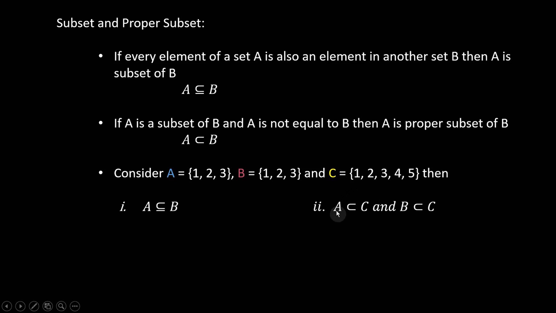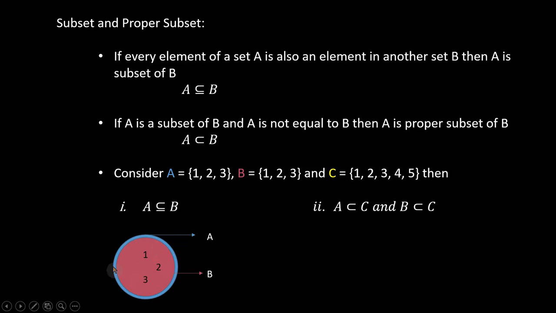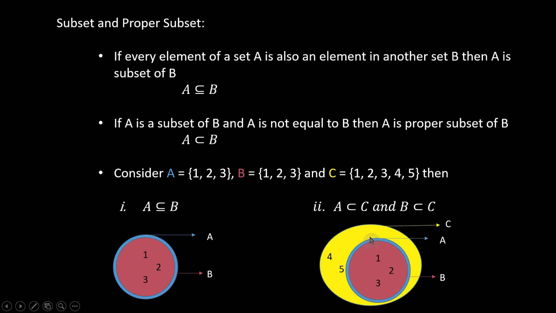So we can say A is a proper subset of C and also we can say B is a proper subset of C. By using the Venn diagram, we can represent the first relation like this. Here elements in set A, 1, 2, 3, are also present in the set B, then we can say A is a subset of B. Coming to here, the set C is having the elements 1, 2, 3 as well as 4 and 5. Then we can say A and B both are proper subsets of set C.